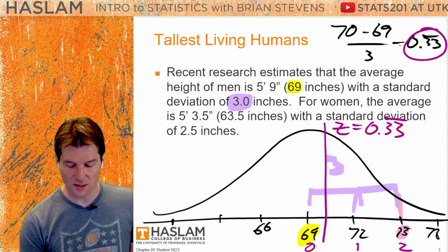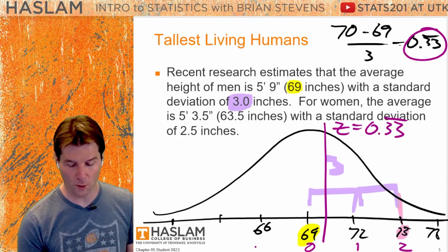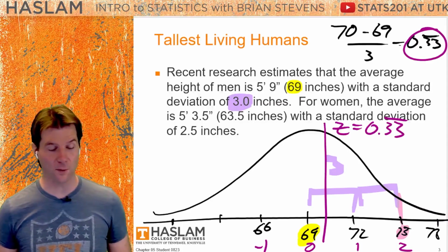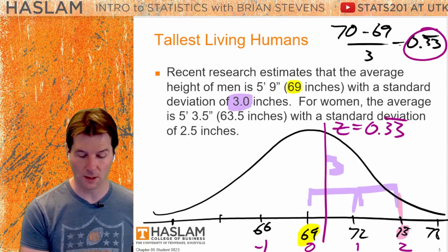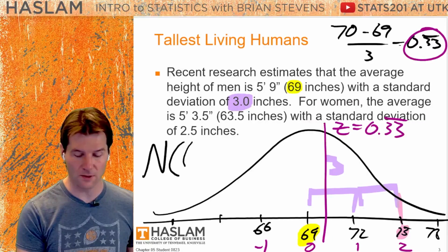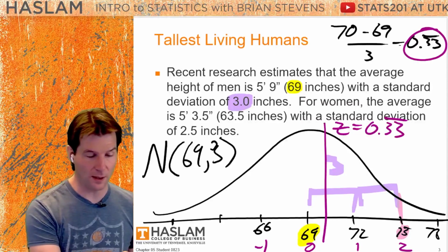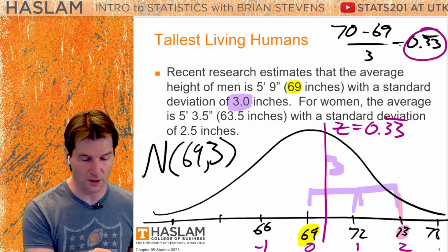If you are 66 inches tall, you would have a z-score of -1 because you are 1 standard deviation below the mean for this distribution. It's important to note that we can describe the distribution as normally distributed, that's what the capital N means, with a mean of 69 inches and a standard deviation of 3. The first value is the mean of 69, and the second value is the standard deviation of 3.